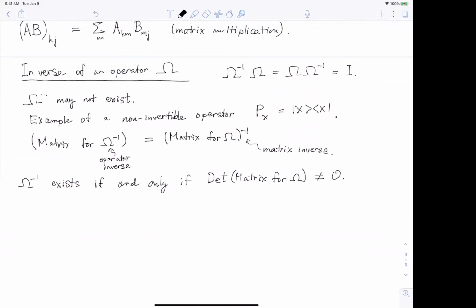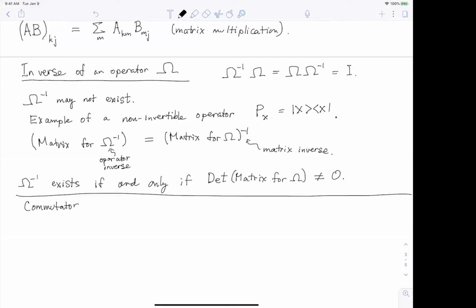Okay, another thing that we can do with operators is form their commutator. I'm sorry, Professor. Yes, go ahead. Forgive me, my background in math isn't too strong. So you have the matrix for omega inverse equals the matrix for omega, all of that inverse. What's the difference between these two?